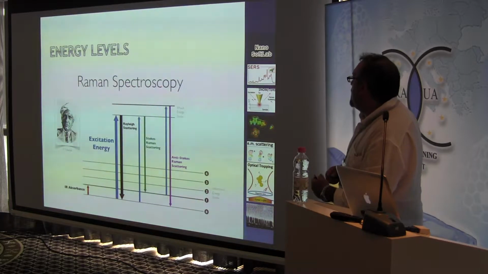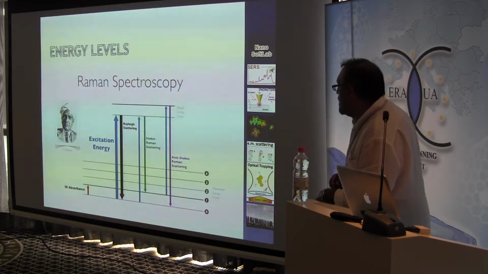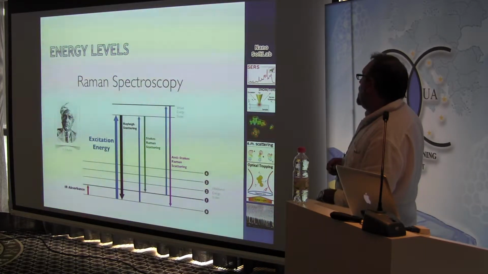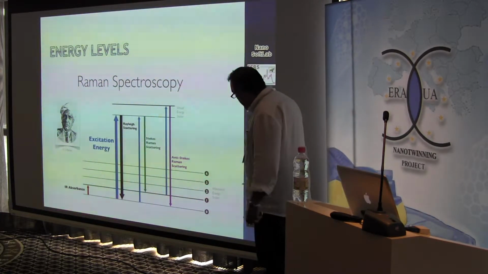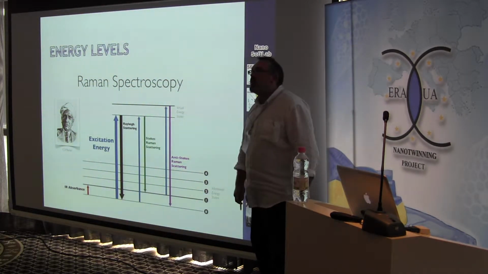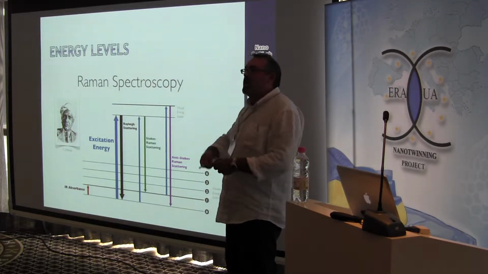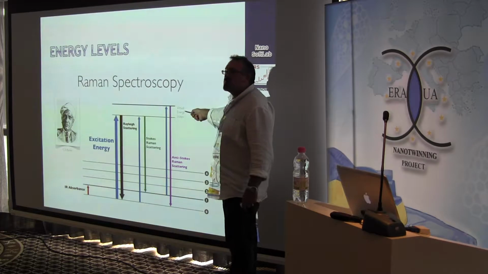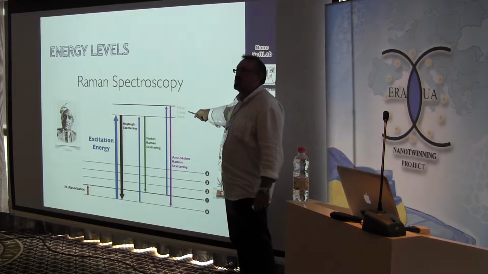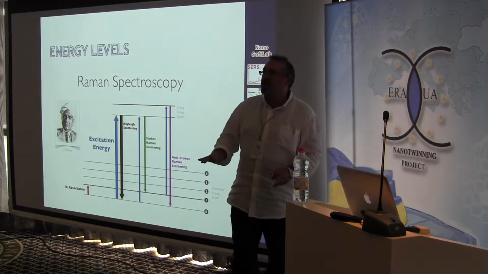And how to do this? You exploit, instead of absorption, you exploit scattering. And how to model this in quantum mechanics? What typically happens is that your molecule is in the ground vibrational state. It can absorb a photon and go to a virtual energy state. It doesn't need to exist. It's just a virtual energy state.